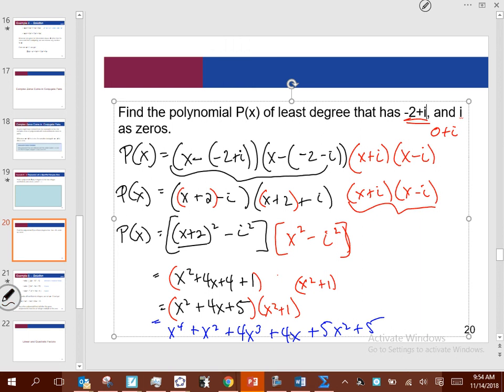Go ahead and combine all your like terms. So our final p of x that we're looking for here is x to the 4th plus 4x cubed plus 6x squared plus 4x plus 5, right? Now I want to analyze this. I want to look at this real quick in a graph. Okay, so stay with me.